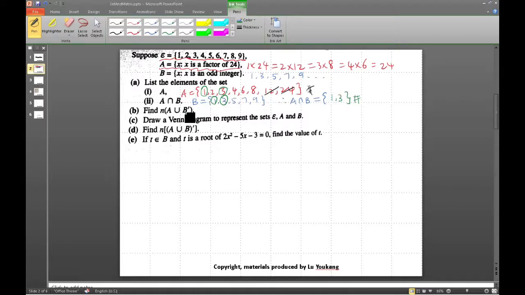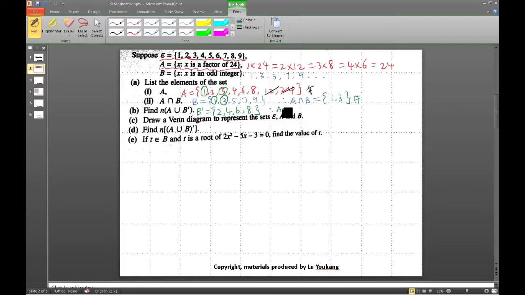Let's take a look at part B now. Part B, in order to find part B, we have to find B prime first. What's the meaning of B prime? The meaning of B prime means anything not in B. So anything not in B, with reference to the universal set, we can see that we have 2, 4, 6, and 8.